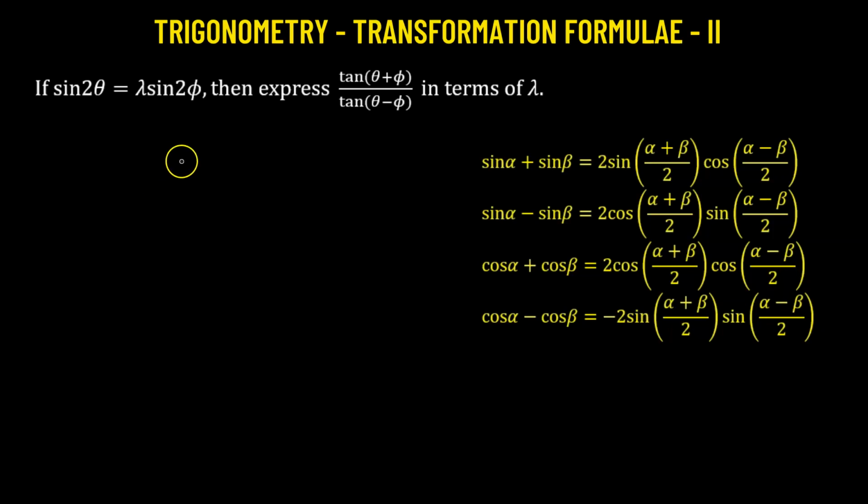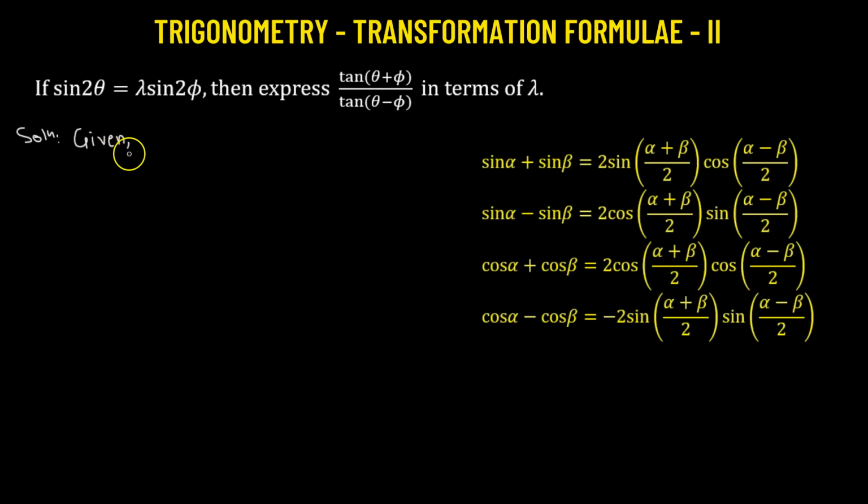So here we are provided with a trigonometric equation, sine of 2 theta equals lambda times sine of 2 phi. We need to express tangent of theta plus phi divided by tangent of theta minus phi in terms of lambda. So let us begin. Here we'll start with our given equation.